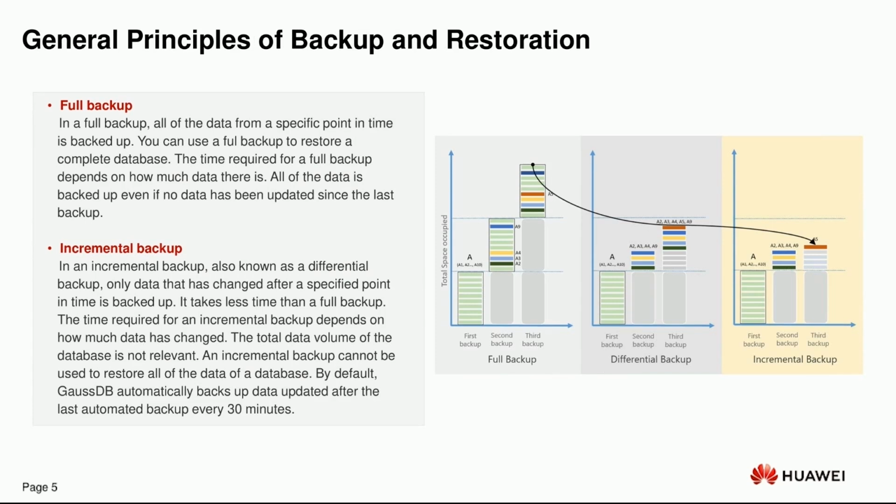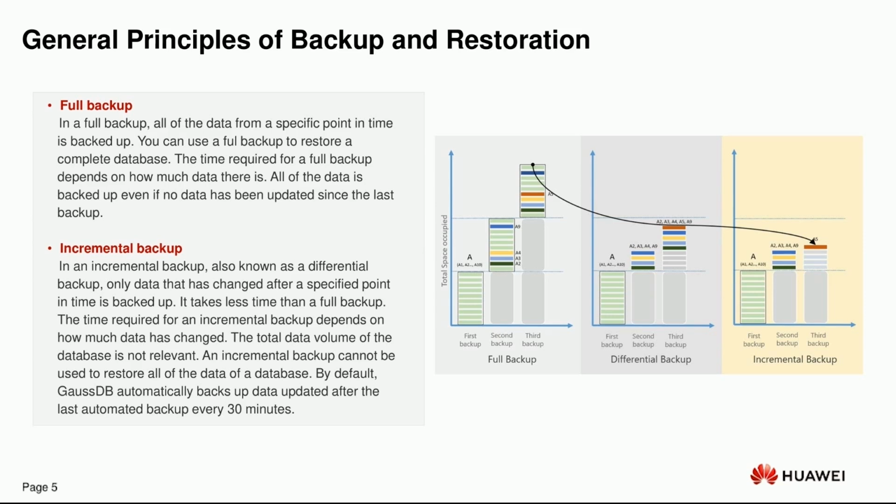Now, let's talk about the similarities and differences between full backups and incremental backups. In a full backup, all of the data from a specific point in time is backed up. You can use a full backup to restore a complete database. The time required for a full backup depends on how much data there is. All of the data is backed up, even if no data has been updated since the last backup.